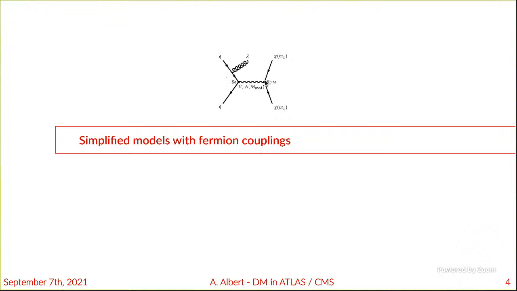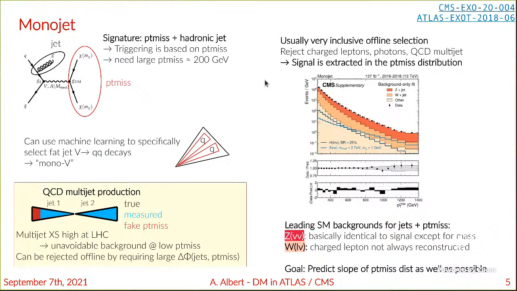The flagship search for this type of final state is typically called monojet. The idea is that we have a jet here from initial state radiation that's really nothing to do with the BSM physics. And then we have this dark matter interaction that produces missing ET. This search is enormously powerful as long as we can generate high missing ET.